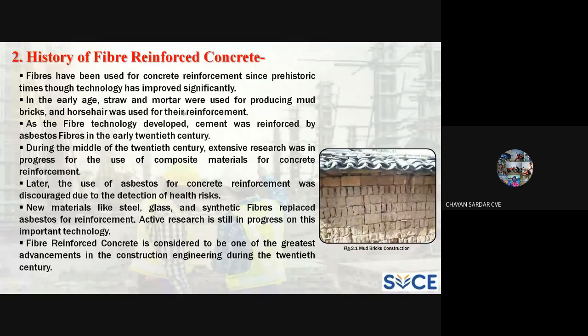Then some history of fiber reinforced concrete. Asbestos fibers were used in the early 20th century. Before that, they used straw and mortar for producing mud bricks, as you can see in the diagram. Mud bricks, and the fibers used in the mud bricks are horsehair.